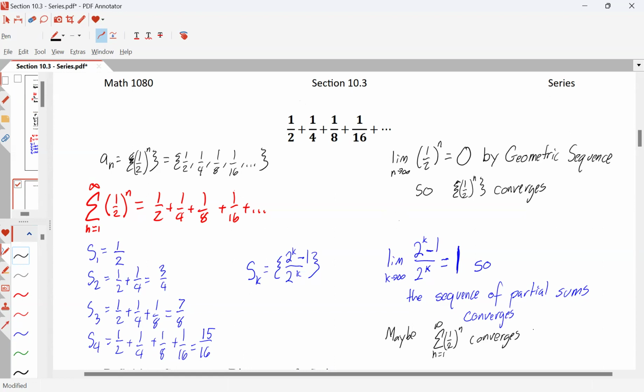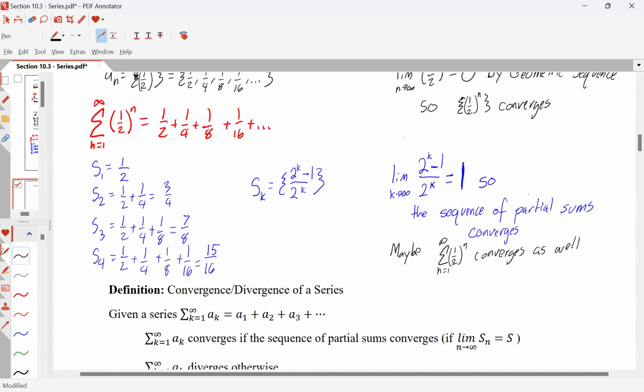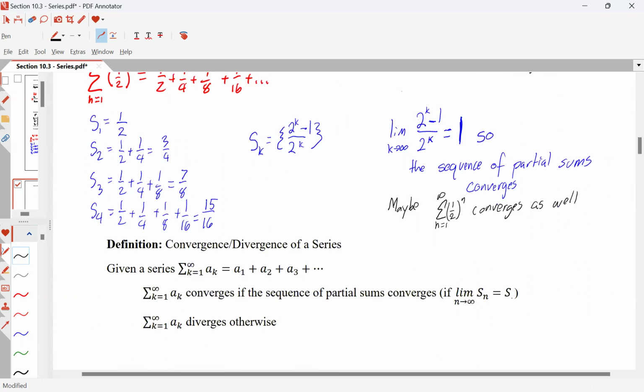And this actually is the definition. The definition is, given a series that is adding up an infinite number of terms, the series converges if the sequence of partial sums converges. So if the limit of S sub k, or S sub n in this case, they switch their k's and n's, converges. And it diverges otherwise.